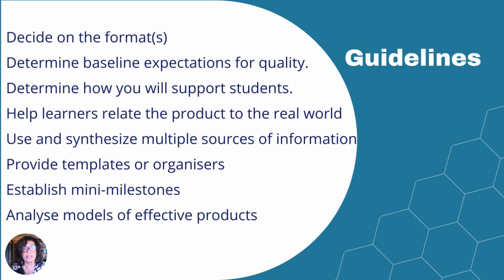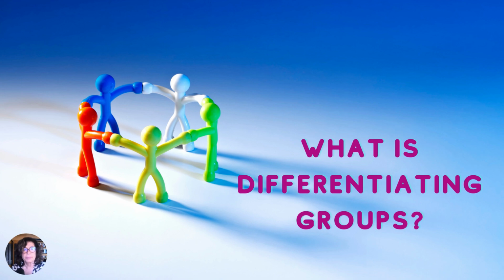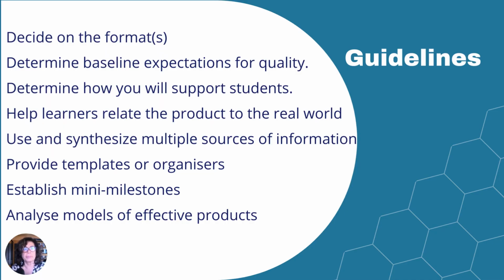Also, determine baseline expectations for quality. Clarify what students should pursue in regard to the content, how they should work, what indicators of quality they should work towards. It's a good idea to build a checklist of what a good product should be like. Also, determine how you will support the students. For example, brainstorming ideas to present the product, arranging peer consultation, editing opportunities, planning samples. You decide depending on the product.